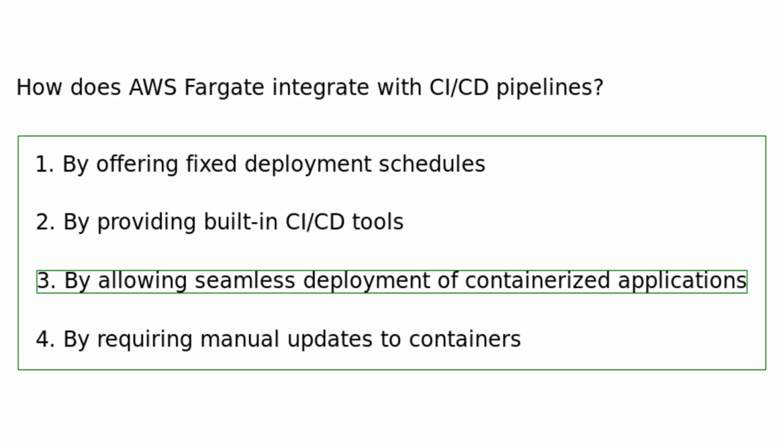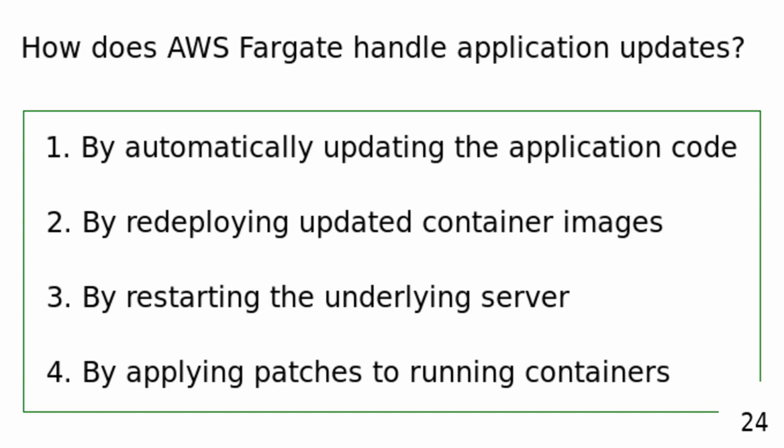AWS Fargate allows seamless deployment of containerized applications, integrating smoothly with CI/CD pipelines. How does AWS Fargate handle application updates? By automatically updating the application code. By redeploying updated container images. By restarting the underlying server. By applying patches to running containers.